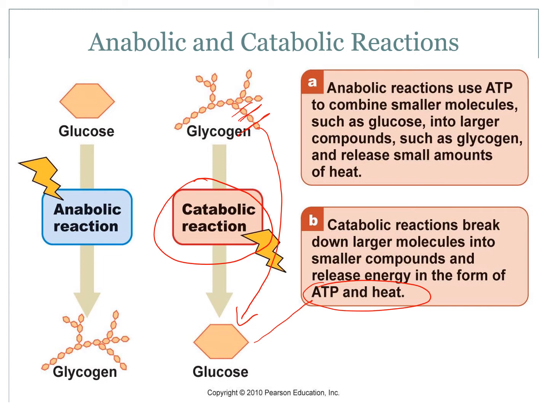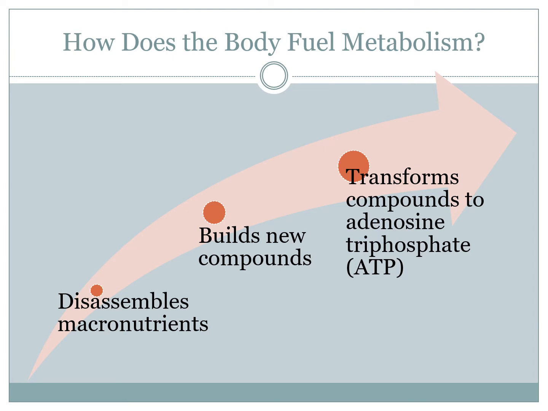So the 3 steps that we talked about for fuel metabolism. It starts right at the start with a disassembly of macronutrients. So it will get the nutrient compound and it will break it up, and then if it needs to, it will build different compounds. And you'll find out all about the different compounds that it builds. In the end, these different compounds that are created from the breakdown of our food will be used in the formation of adenosine triphosphate. So that's the whole process as it goes through.